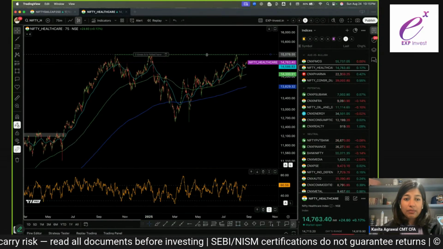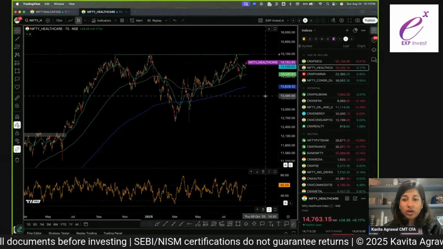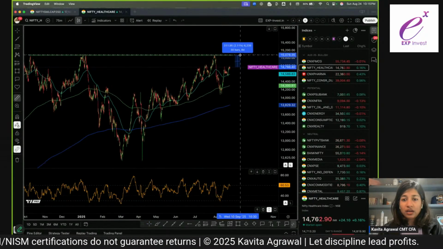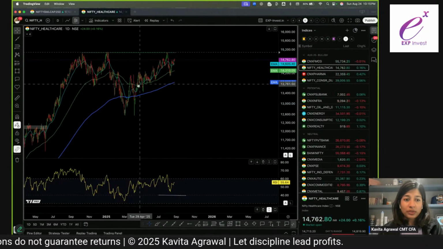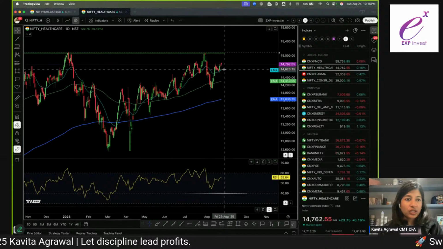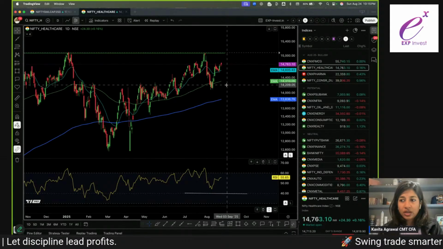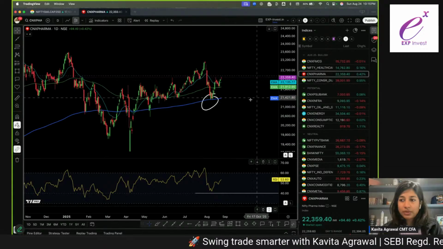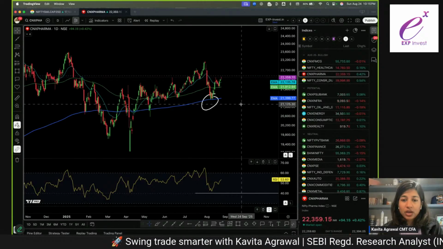So this is a very important resistance zone for healthcare, and I think it can rally for another 2%, which would probably mean another week of bullish activity in the healthcare sector. So we'll just wait it out and see. We'll continue to keep it in the bullish segment.